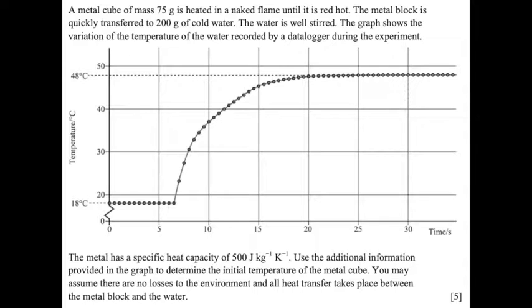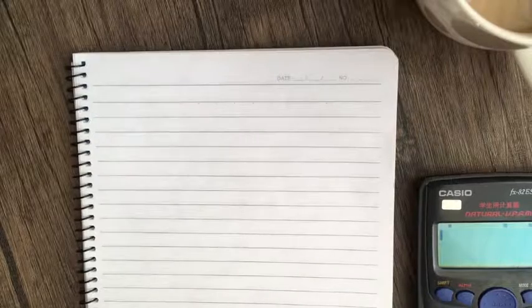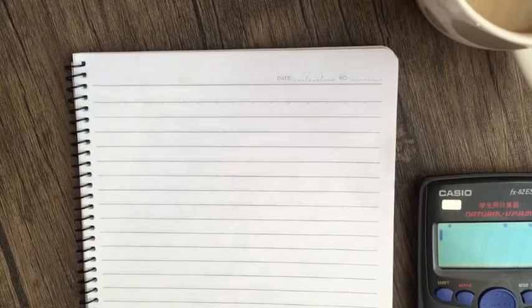Let's read the last part there. The metal has a specific heat capacity of 500 joule kilograms to the -1 Kelvin to the -1. Use the additional information provided in the graph to determine the initial temperature of the metal cube. You may assume there are no losses to the environment and all heat transfer takes place between the metal block and the water. Okay, so let's start as always by writing down what we know.